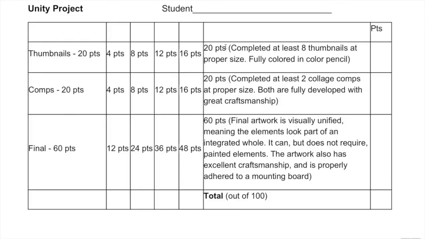The last thing I want to go over with you is the rubric. I'm going to be looking to see that you have 8+ thumbnails, 2 to 3 comprehensives, and 1 final. For the thumbnails, I'll be looking to see that you've completed 8 of them, and they're fully colored in colored pencil. For the comprehensives, I'll be looking to see that you've completed 2 of them, and they're fully developed, and they have great craftsmanship. By fully developed, I mean that they have collage materials pasted on and any painted elements painted.